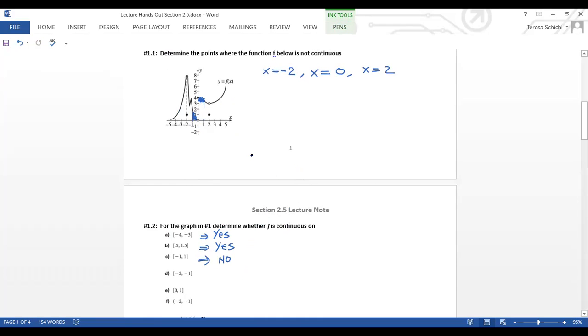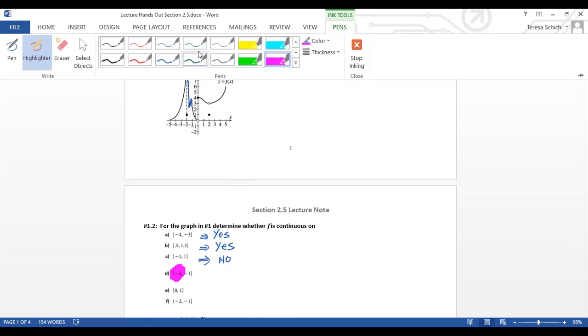Now let's take a look at the next one, which is -2 to -1. -2 is here, -1 is here. If you just look here, it's continuous. But here's the problem, so be very careful. I have the -2 with a closed bracket here. So what does the closed bracket mean?